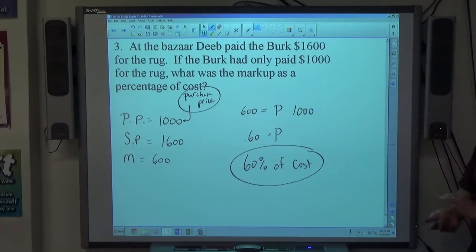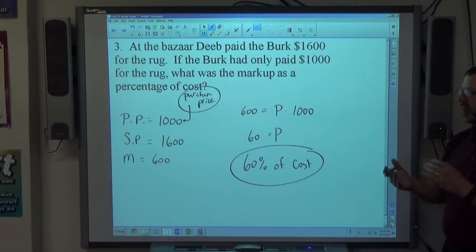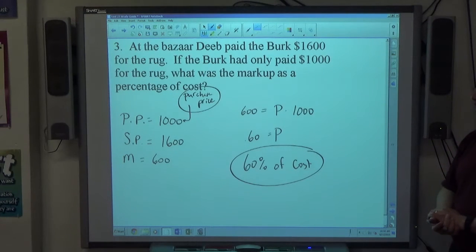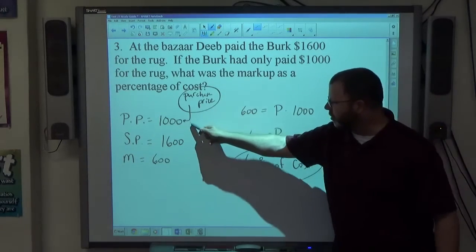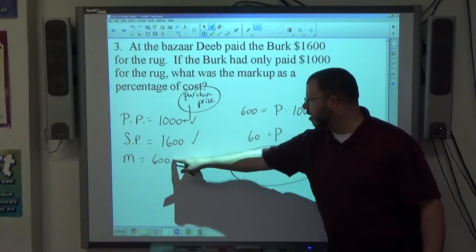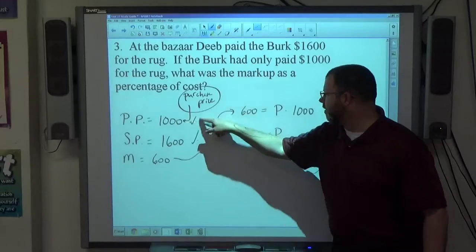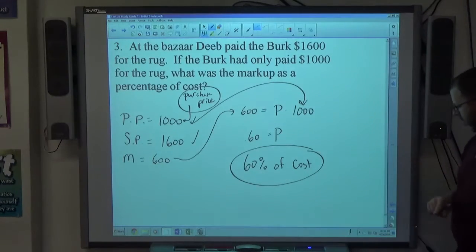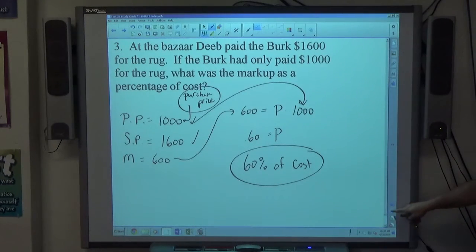So I'm going to word it pretty much the same way, same type of structure. Markup's not going to be 60% probably, but you'll get some numbers, you'll get these two numbers here. You'll be trying to find what the markup is, whatever that is, and then that. So get a decimal and change it to a percent.